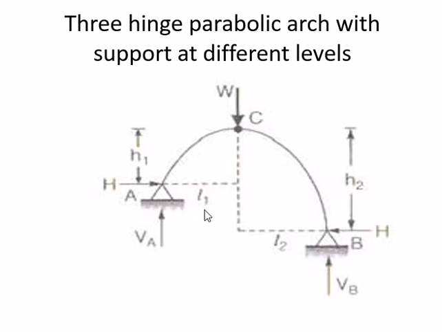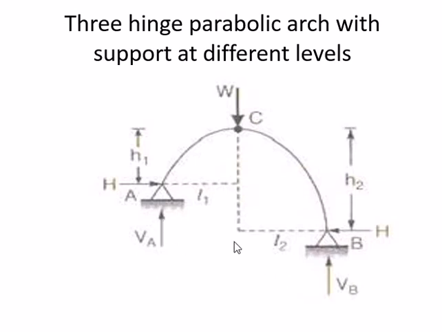So let us start with L1. L1 is nothing but the span of the arch from abutment A to the crown point C, and second, L2 is the span of the arch from support B to the crown point. So the total span of the arch is L equal to L1 plus L2.